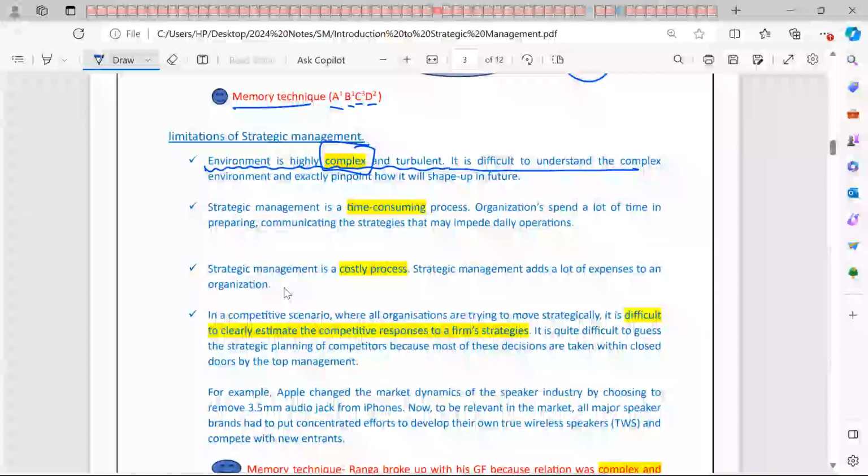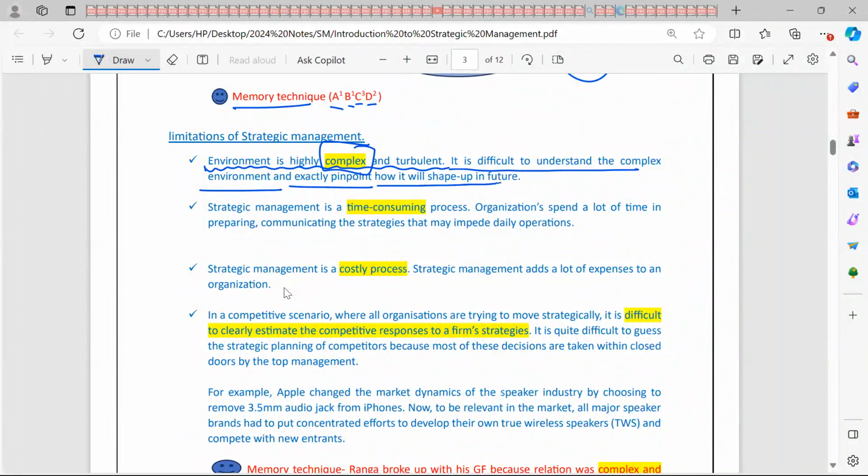It is difficult to understand the complex environment and exactly pinpoint how it will shape up in the future. Okay, so in importance, we are saying that we have to analyze the environment, and in limitations, it is saying, okay, boss, once you have to analyze the environment, but keep in mind that environment is highly complex.